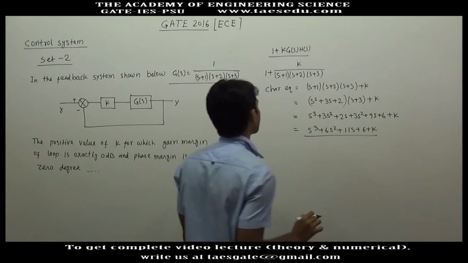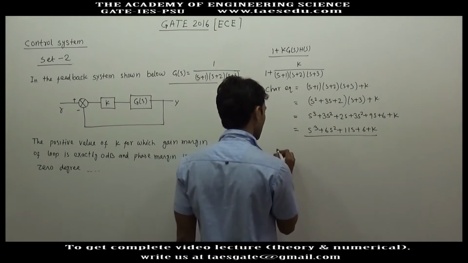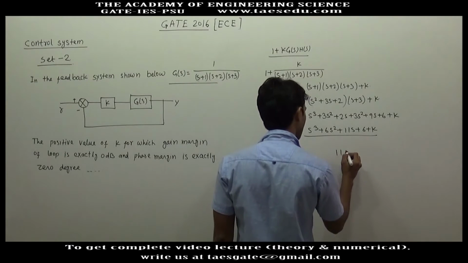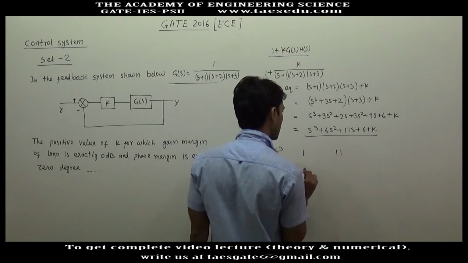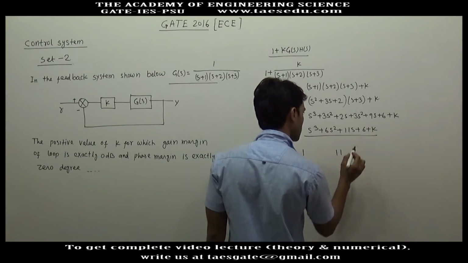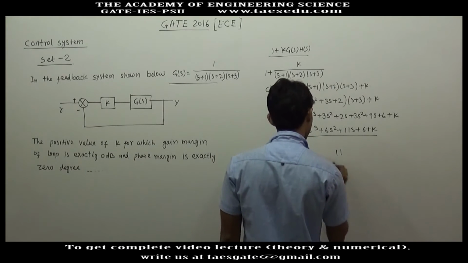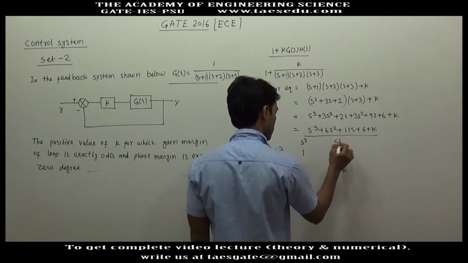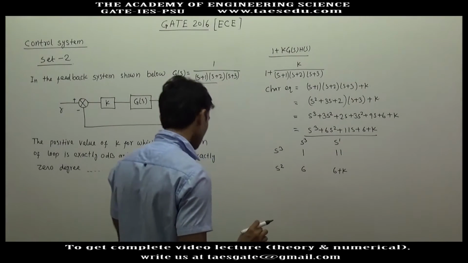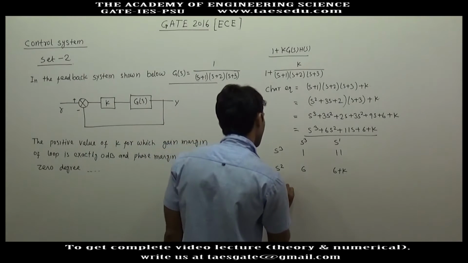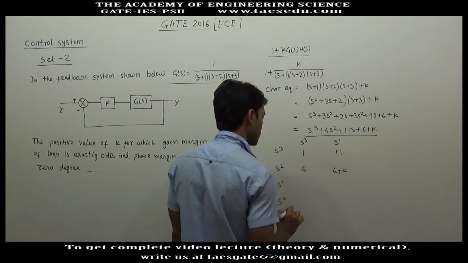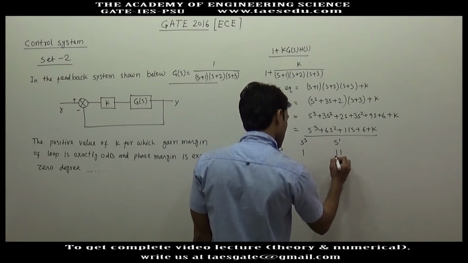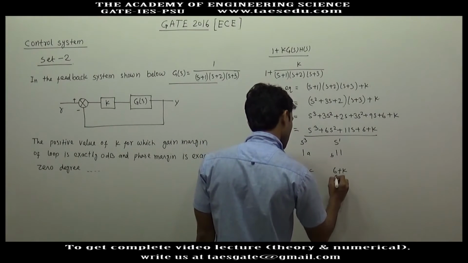This is the characteristic equation. In s cube we will have 1, 11, and in s square we will have 6 and 6 plus k. This is s cube, this is s to power 1. Here we will have s to power 1, s to power 0. Here we will have a, b, c, d.